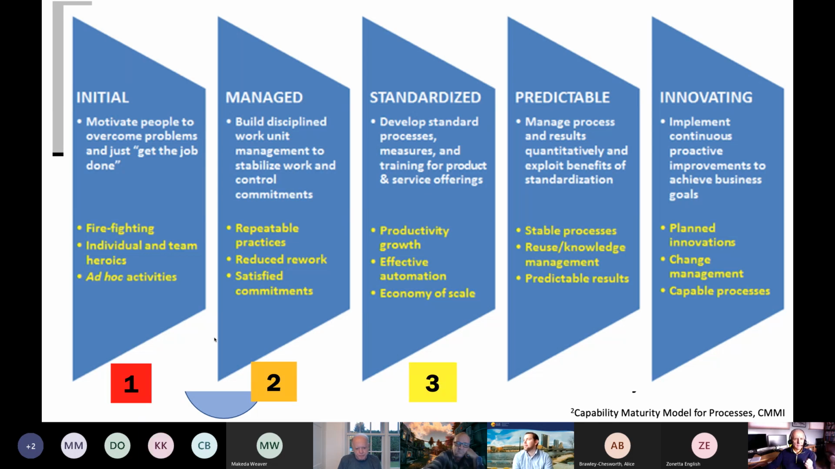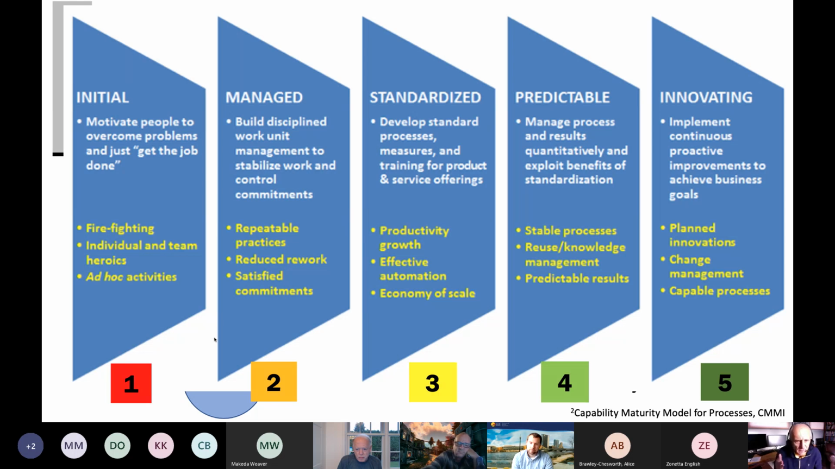On level 3, the business processes are documented and standardized. Level 4, they are managed quantitatively and they are standardized. And on level 5, it's continuous improvement in innovation.